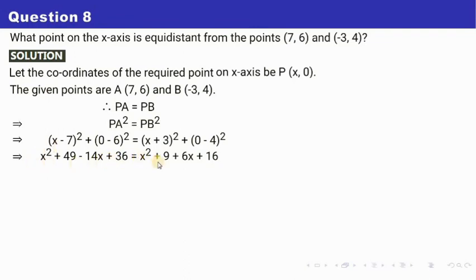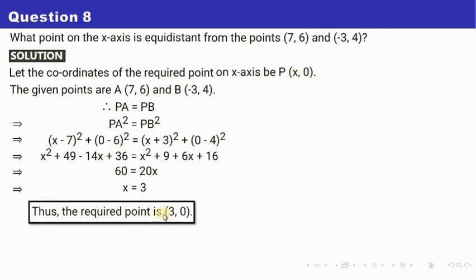Take x to one side and take all the numbers to the other side, and do the simplification. Again, some steps are skipped here, you have to show them by yourself, and from here x turns out to be 3. So, then we got the value of x here. So, the required point is going to be P x comma 0, that is 3 comma 0. So, the required point is 3 comma 0.